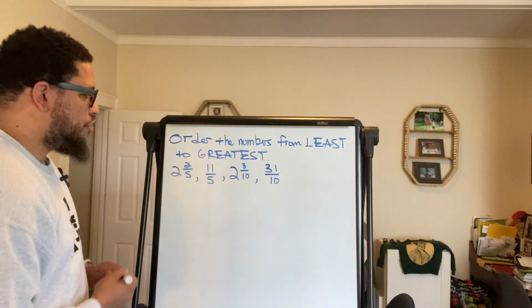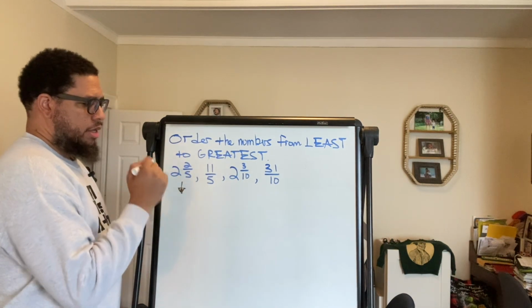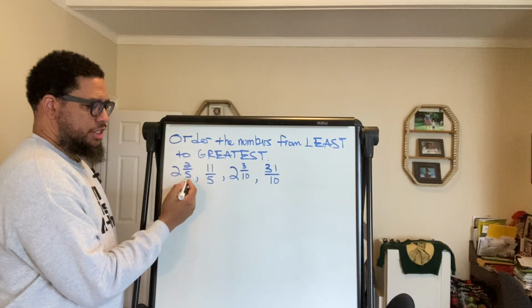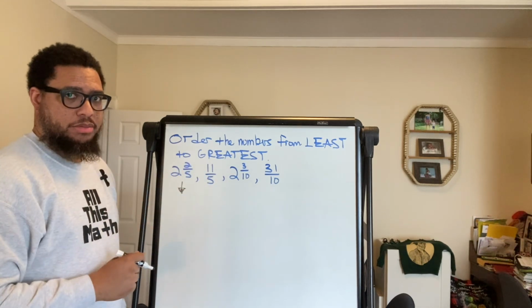All right. So this is what we're going to do. We're going to say 2 and 2/5. 2 and 2/5 is going to turn into what? 2 times 5, which is 10. 10 plus 2 is 12. 12 is going to be our numerator. I'm going to do it again.